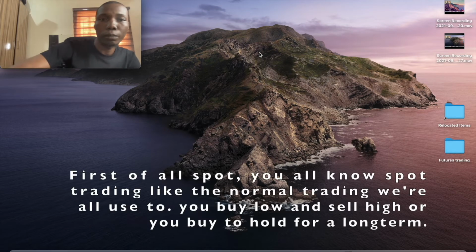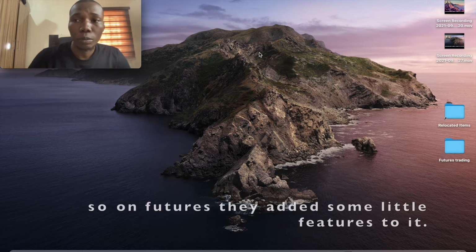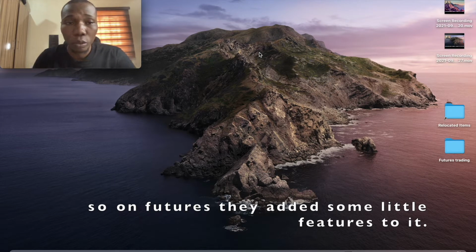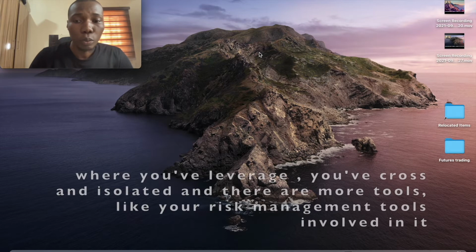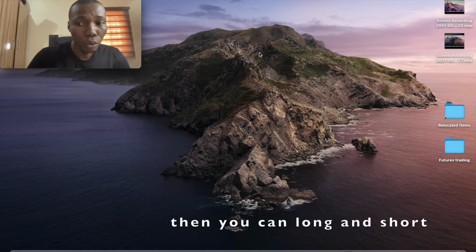First of all, spot trading. You all know spot trading, the normal trading that we are used to. You buy low, you sell high, or you buy to hold for a long time. On futures, they added some extra features to it, where you have leverage, you have cross and isolated, and there are more tools, like risk management tools, involved in it. Then you can long, you can short.